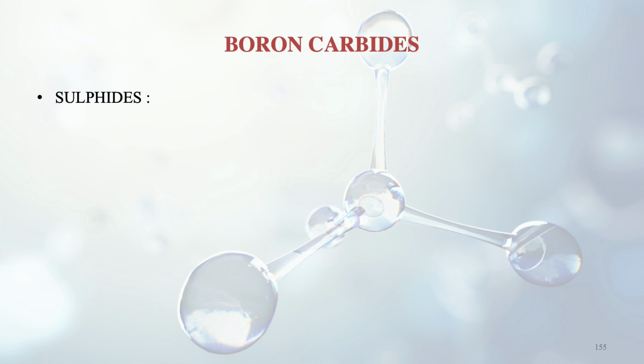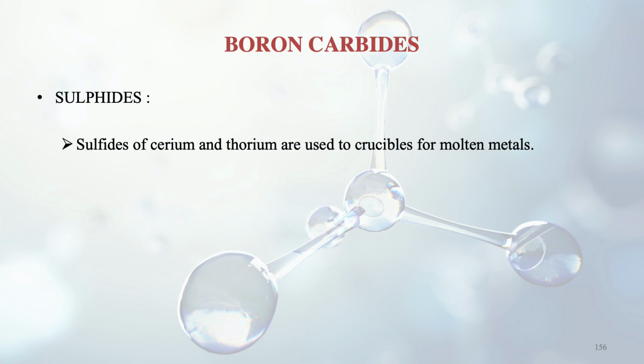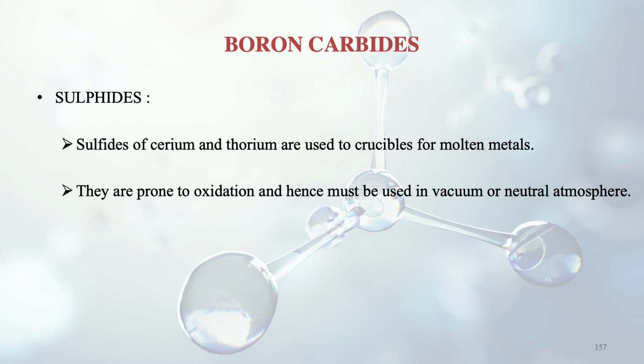And what about the sulfides? Sulfides of cerium and thorium are used as crucibles for molten metals, like we have seen in the case of boron nitride also, and these are prone to oxidation. Thus they must be used in vacuum or neutral atmosphere, because otherwise oxidation will affect them and corrosion and all those effects will come in.